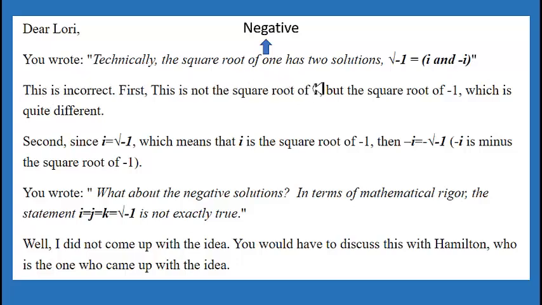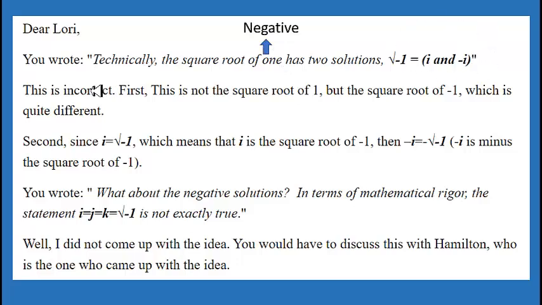First, this is not the square root of 1, but the square root of -1, which is quite different. Okay, so at first I thought he was saying that what I said here, the square root of -1 is I and minus I. But then looking at this more closely, I realized I left out the negative word here. So I said technically the square root of 1 has two solutions, which is true. But then here I corrected myself and wrote the square root of -1.